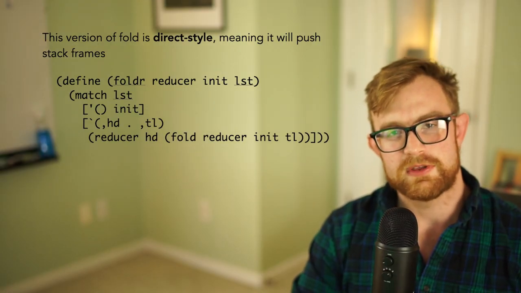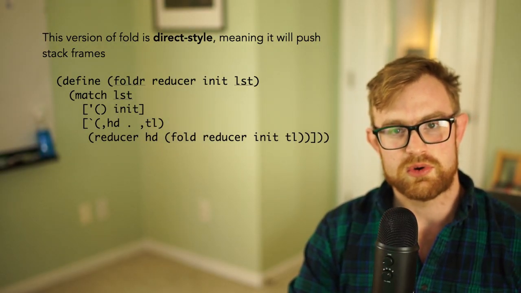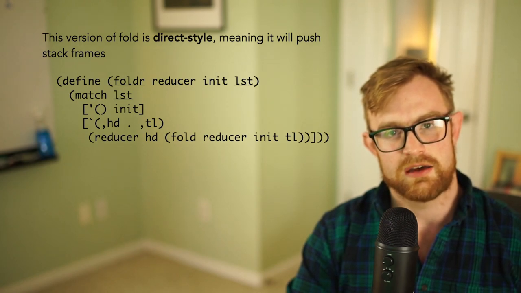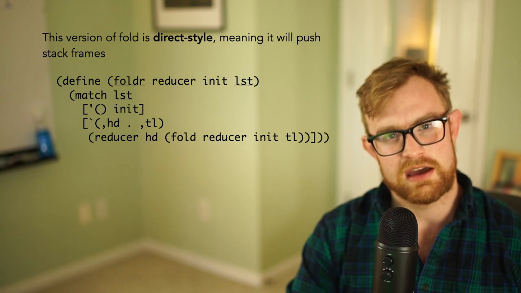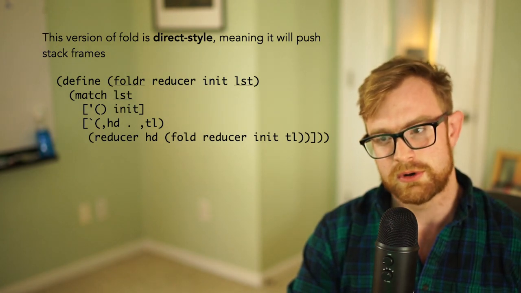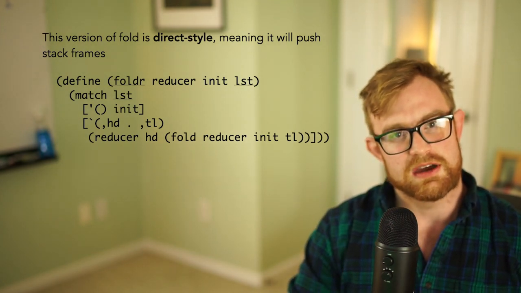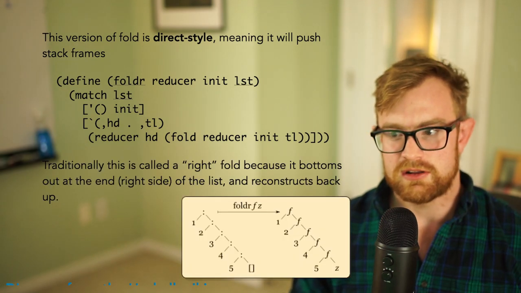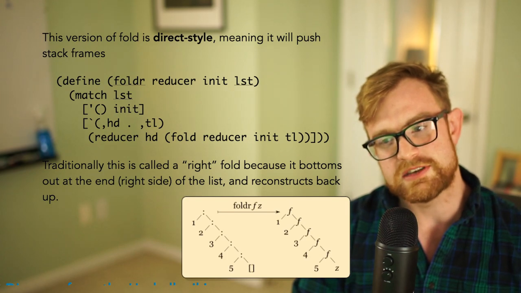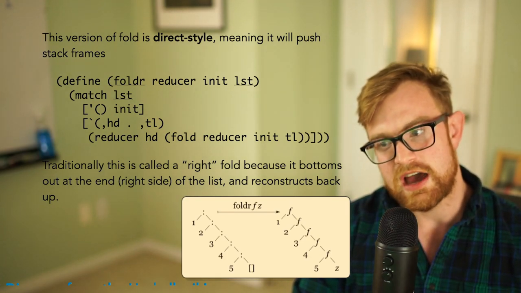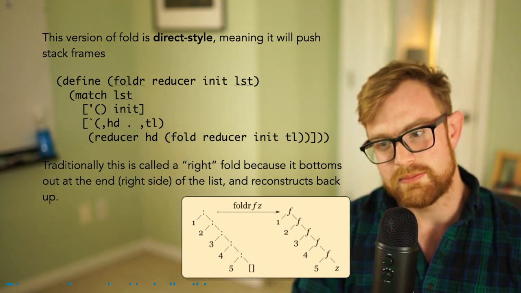Now I just want to briefly point out that the version of fold that we've written is actually written in direct style, so it will push things onto the stack. It's really not a big deal in Racket, and if this style of fold makes sense to you, it's totally fine to program using it. But I'll just point out that this is frequently called a right fold. And that's because it bottoms out or processes the right side of the list and then reconstructs it back up.